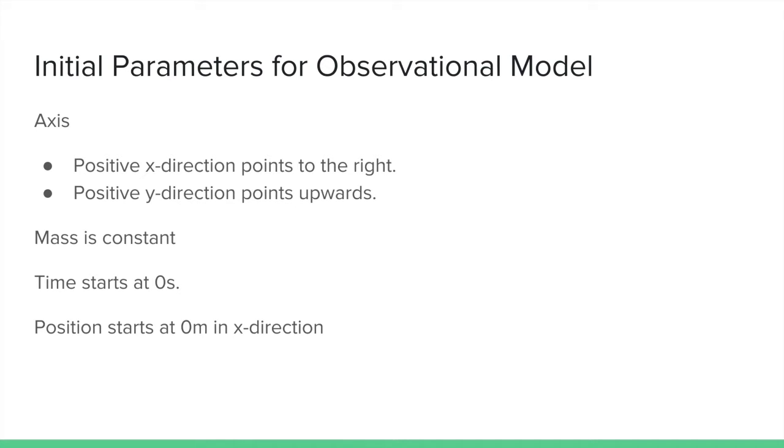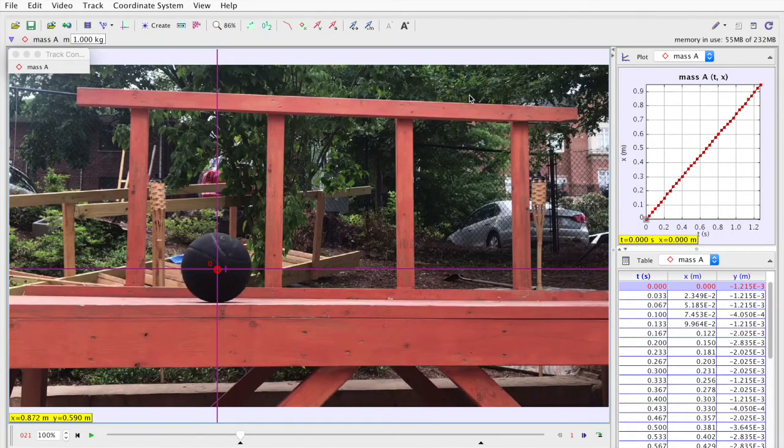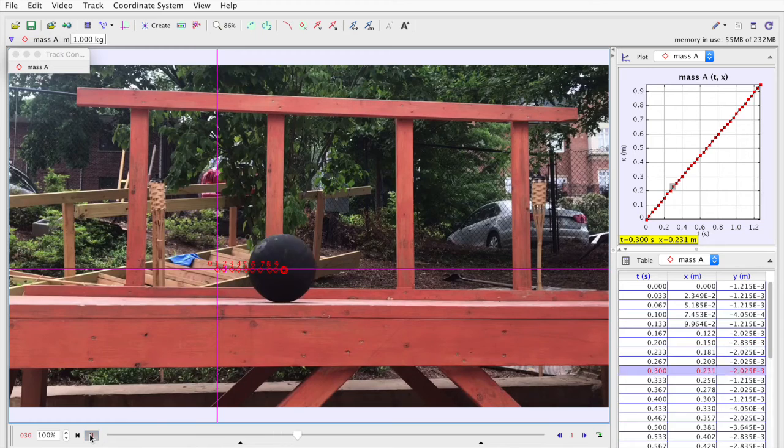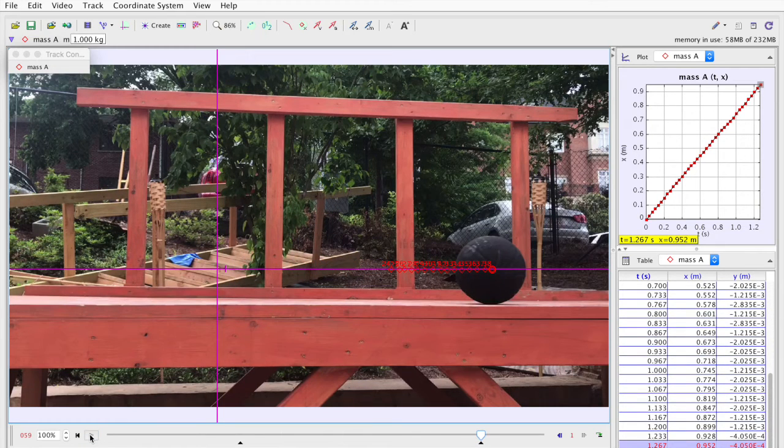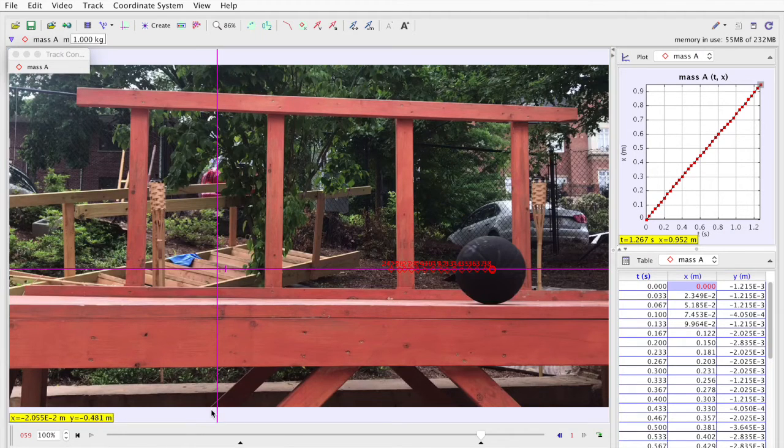Here are my initial parameters for my observational model. As you can see, for my axis, the positive x direction points to the right and the positive y direction points upward, and I assume mass is constant. Here's the tracker video that I used. As you can see, I rolled a ball at what I perceive to be a constant velocity. And here's the linear graph of change in position over change in time that I got from this data. As you can see, my tracker model started at 0 seconds and 0 meters. And this data is what I use to compare to my computational model data.